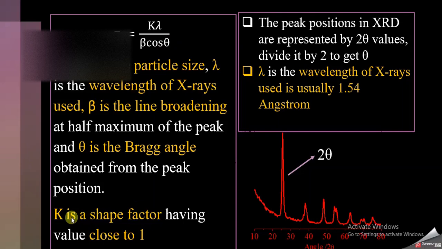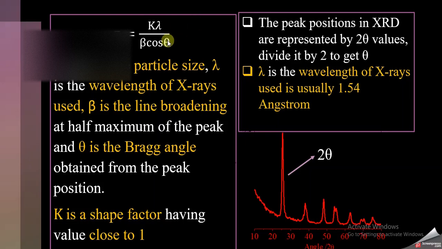Lastly, we have K, which is the shape factor of the nanoparticles. Its value is constant and it is close to 1 for spherical particles. If the particles are not spherical, then its value is a little bit different, and you can find it on the internet depending upon the shape of your particles.